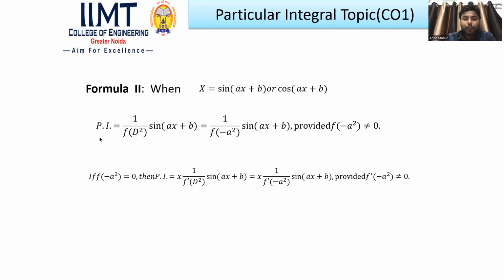So PI is 1/f(D²) sin(ax+b). First replace D² equals minus a², provided f(-a²) is not equal to 0. If f(-a²) equals 0, then PI is multiplied by x and differentiate the denominator with respect to D, which equals x times 1/f'(D²) sin(ax+b). So replace D² equals minus a², and we get x times 1/f'(-a²) sin(ax+b), provided f'(-a²) is not equal to 0.